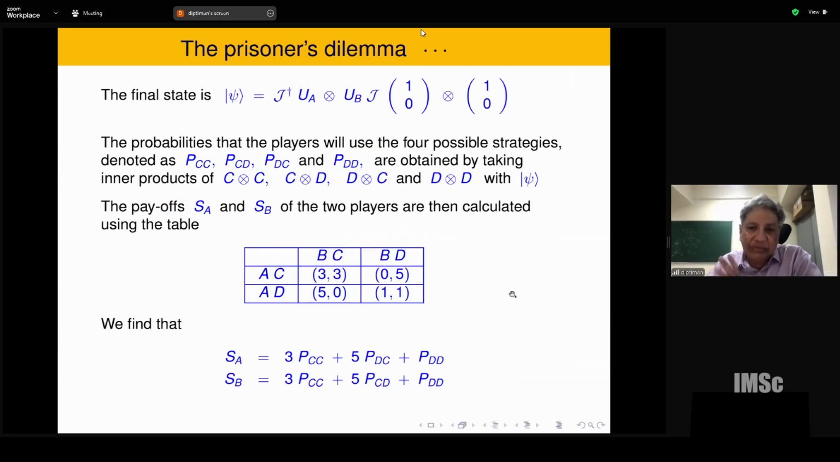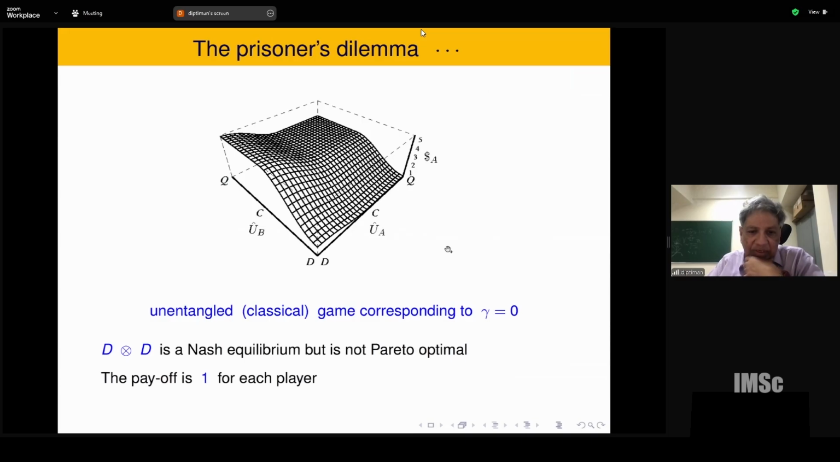It's the expected value of an operator essentially. Suppose one tries to play the classical PD with these probabilities, PCC, PCD, PDC, and PDD. What would be the result? The result would be this first picture.